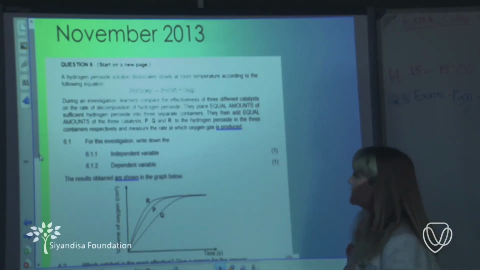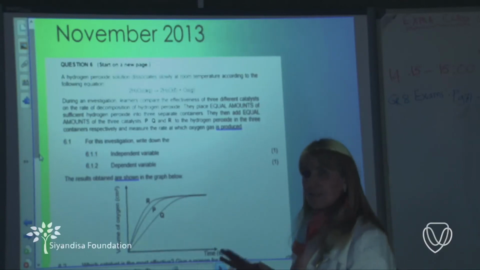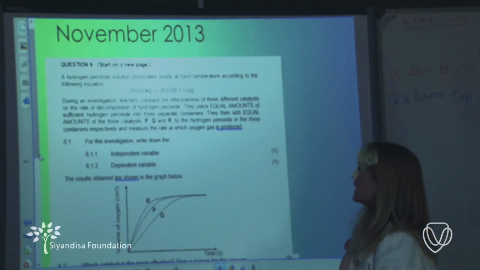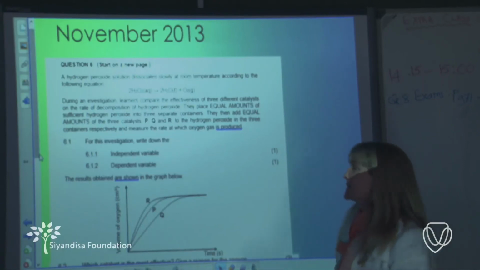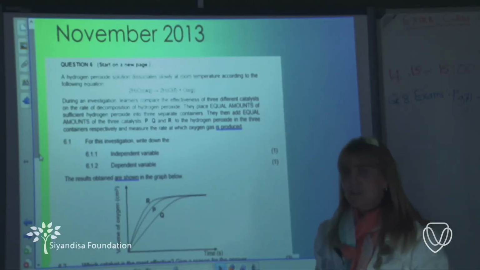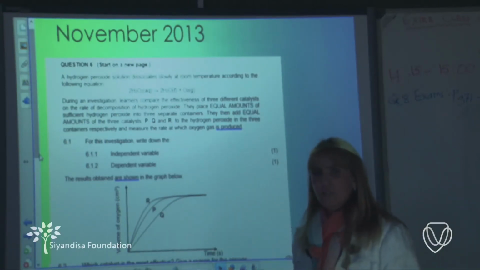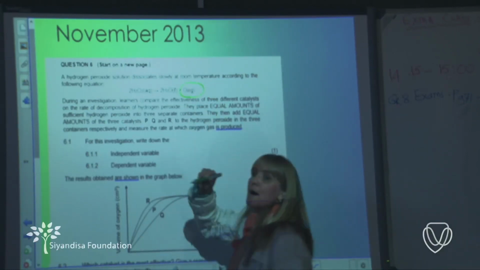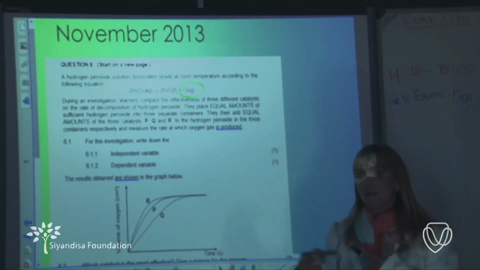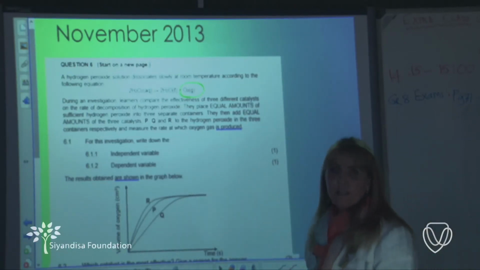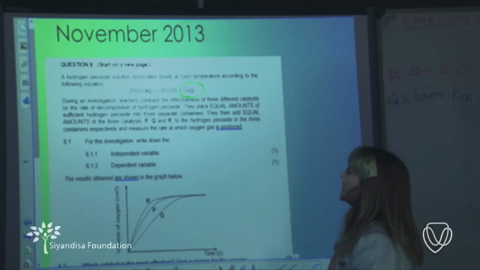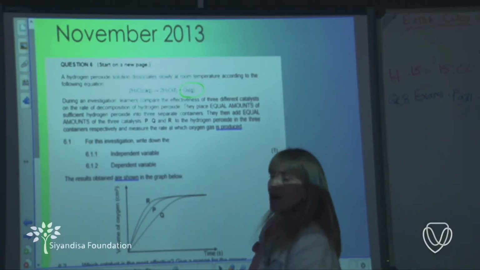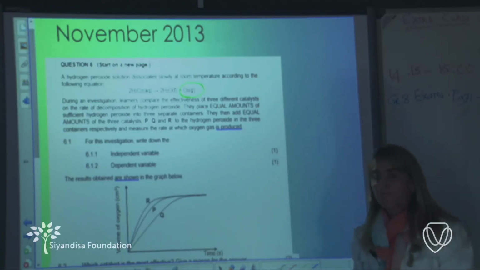They place equal amounts of hydrogen peroxide into 3 separate containers and then add equal amounts of 3 catalysts P, Q, and R. And then they measure the rate at which oxygen is produced. Why do they measure the rate at which oxygen is produced? Because they are measuring the rate at which a product is formed. The quicker the product is formed, the higher the rate of the chemical reaction is going to be. For this investigation, write down the independent variable.